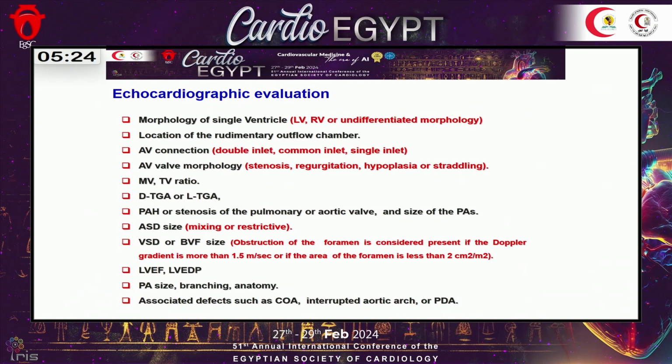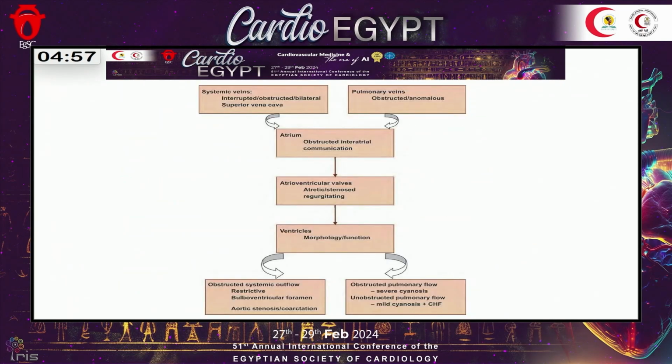Obstruction of the foramen is considered if the velocity is more than 1.5 meters per second, or the area of the foramen is less than 2 square centimeters. Then assess LV function, either the ejection fraction or the end diastolic pressure, and the associated defects such as coarctation, interrupted arch, or PDA. This is the diagram for the evaluation of the single ventricle.